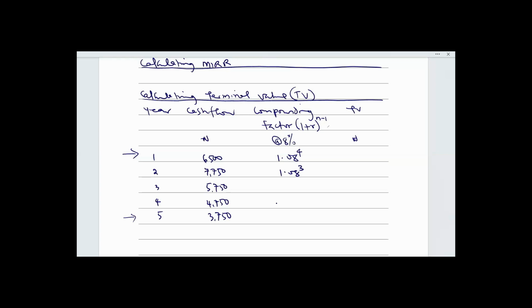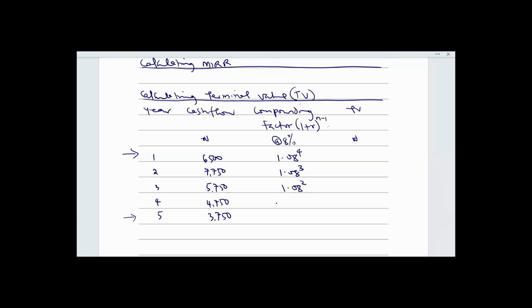Because year 1 and year 2 is already gone for the 7,750, I have only year 3, year 4, year 5. So I would say 5 minus 2, which gave me raised to power 3. Again, for the cash flow that occurred in the third year, I will say 1.08. How many more years can I reinvest the 5,750? I have 2 additional years, which is year 4 and 5. Therefore, I will say raised to power 2. I can also say 5 minus the 3 years that have already passed.